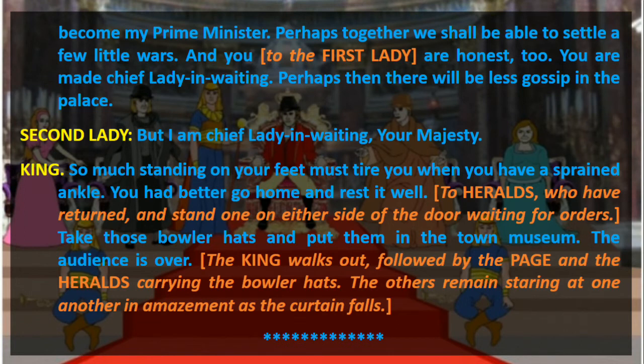Second Lady: But I'm Chief Lady in waiting, Your Majesty. King: So much standing on your feet must tire you when you have a sprained ankle. You had better go home and rest it well. To two heralds who have returned and stand one on either side of the door waiting for orders: Take those bowler hats and put them in the town museum. The audience is over. The king walks out, followed by the page and the heralds carrying the bowler hat. The others remain staring at one another in amazement as the curtain falls.